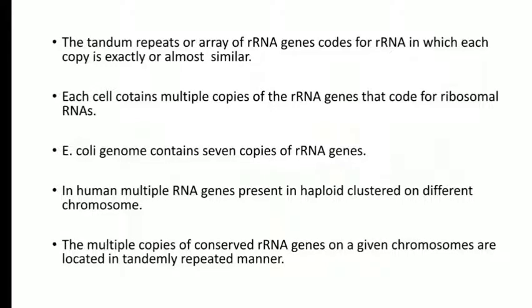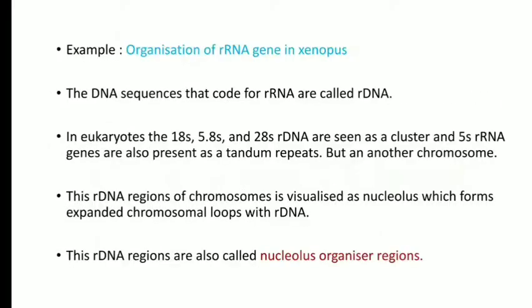Multiple copies of conserved rRNA genes on a given chromosome are located in a tandemly repeated manner. An example of a simple multigene family is the organization of rRNA genes in Xenopus. Have you heard about Xenopus? In rolling circle replication, we discussed the rRNA of Xenopus.